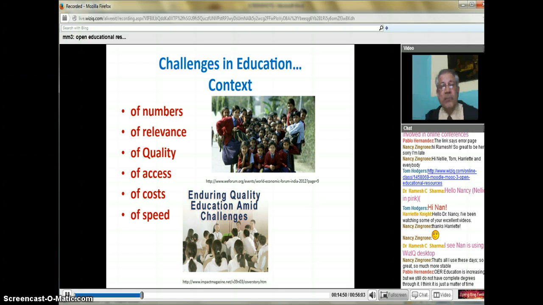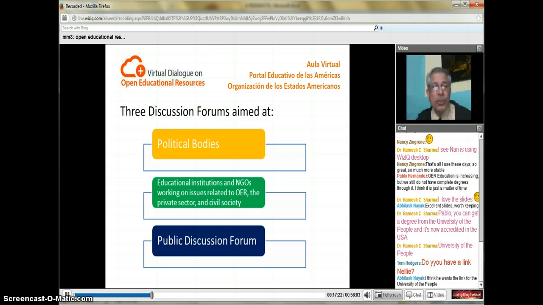Challenges in terms of numbers, in particular in developing countries where there is a lot of need for increasing education opportunities because of the increasing number of people; the relevance of the programs which are offered online and face-to-face; the quality of the programs; the accessibility of the programs; the cost of the programs; and the speed of the programs. These are some of the challenges which exist in education. So he aimed at using his topic for discussing all these issues and challenges.